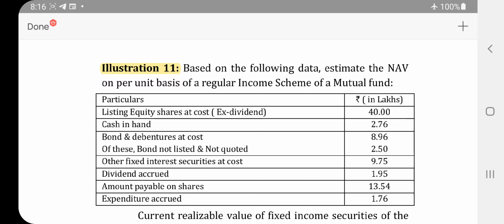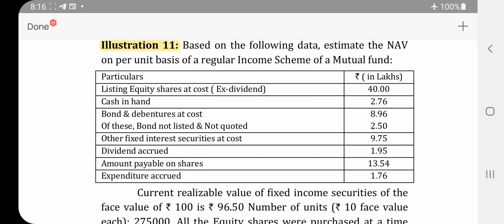Particulars they have given, along with rupees in lakhs. Listed equity shares at cost, ex-dividend, it means excluding dividend, amount given is 40, in the sense that 40 lakhs. Cash in hand 2.76. Bonds and debentures at cost, not listed and not quoted, 2.50. Other fixed interest securities at cost 9.75. Dividend accrued, in the sense that dividend outstanding, 1.95.